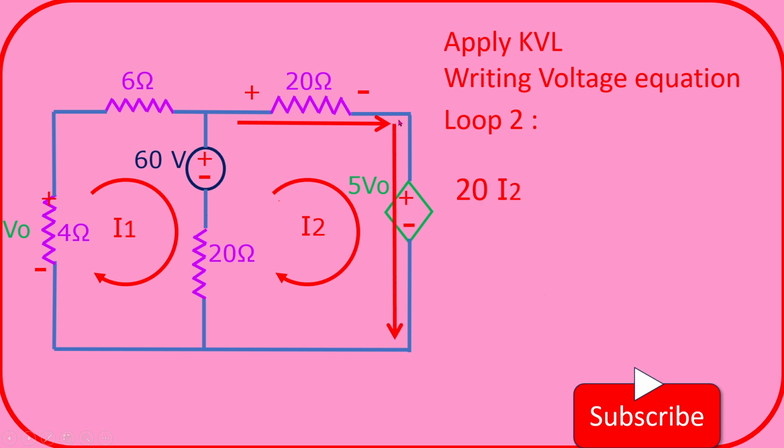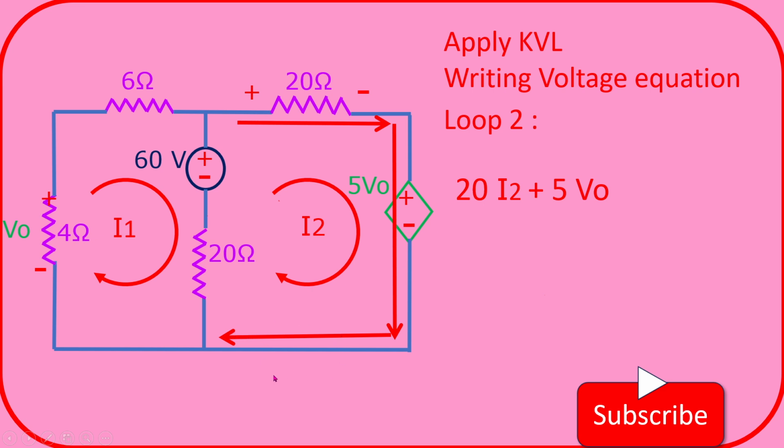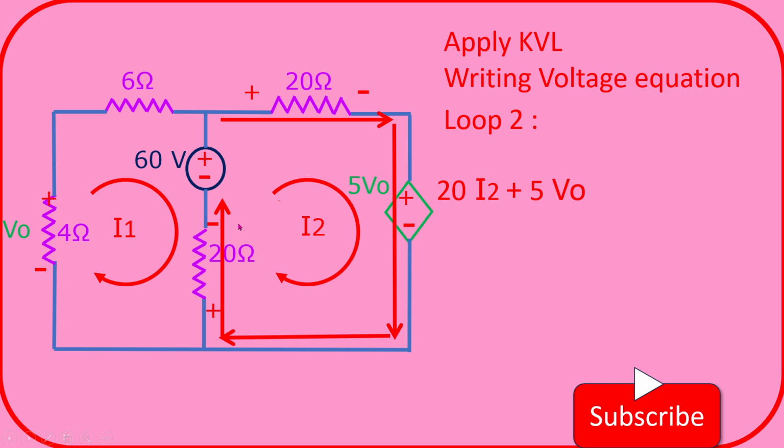The current flows through this path in which we have this dependent voltage source. Here the entering point is plus, so we can write this as plus 5V0. Then it is flowing through this particular path where no element is present, so that we need not write anything there. This current is flowing through this 20 ohm resistor, so entering point will be taken as plus. Okay, so we can write this as plus 20I2.